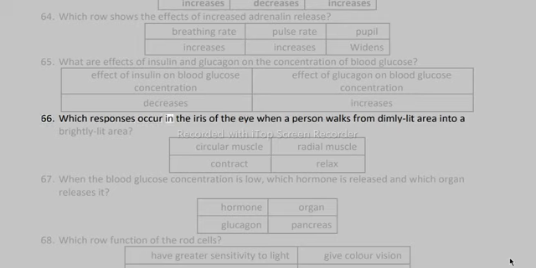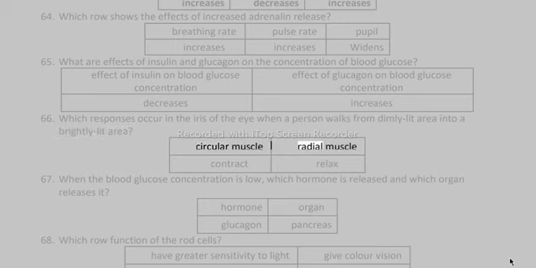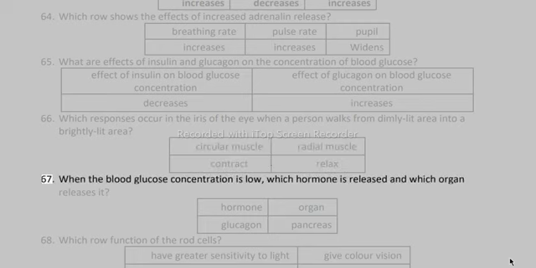66. Which responses occur in the iris of the eye when a person walks from a dimly lit area into a brightly lit area? Circular muscle contracts, radial muscle relaxes.